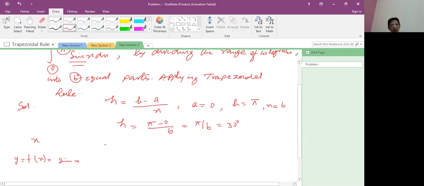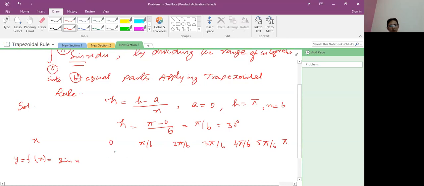So first we will write here, start from the initial value, 0, then pi by 6. If we add pi by 6 plus pi by 6, it is 2 pi by 6, then 3 pi by 6, then 4 pi by 6, 5 pi by 6, and the last one is pi. This means 6 pi by 6.